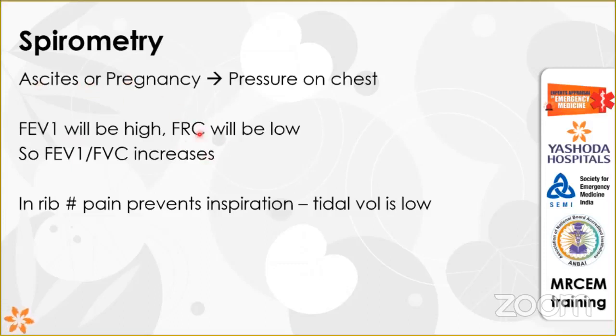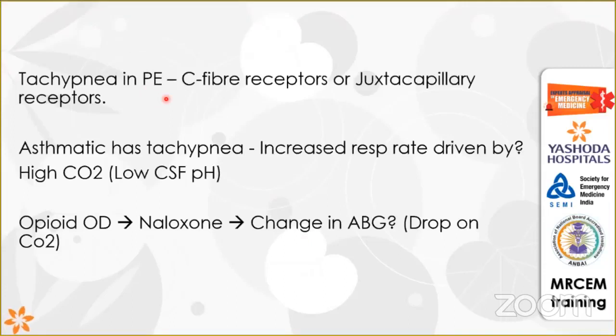So tachypnea in pulmonary embolism. The cause is the C fiber receptors or juxtacapillary receptors causing this tachypnea. Asthmatics also have tachypnea. So this increased respiratory rate is driven by which factor? In asthmatics, if there is accumulation of CO2, that is going to cause the increased respiratory rate. But the CO2 is not directly going to impact the respiratory rate. So this high CO2 will translate into acidity in the CSF, low CSF pH.